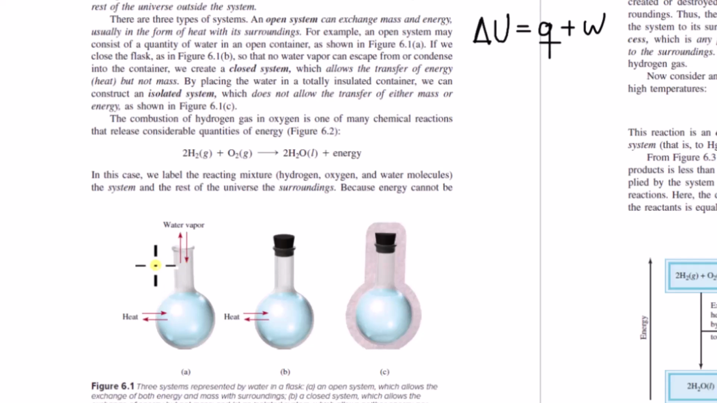With open systems, the idea is you can have any kind of energy transfer, mass transfer, heat transfer, or work. So I mean, if there's a temperature gradient between the environment and the water, you can have heat transfer, right, across the walls of the flask.